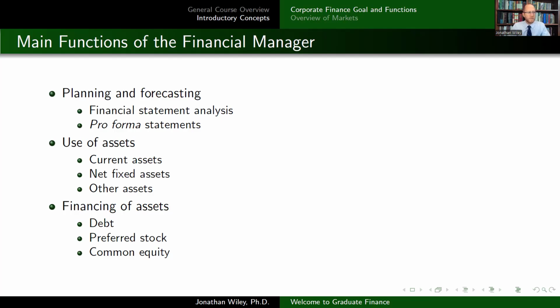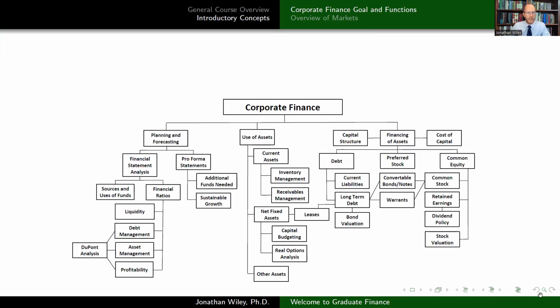And we can actually take that a little step further, and we can look at a breakdown of these different categories. So if I have corporate finance here, I got planning and forecasting, use of assets, and financing of assets. We can fit a lot of other things that would fit within finance, or corporate finance, under these main headings. So if I'm looking at planning and forecasting, we got the financial statement analysis, so sources and uses of funds, financial ratios, think liquidity, debt management, asset management, profitability. DuPont is basically based off of debt management, asset management, and profitability. And you could even throw in some other ratios that might be industry specific and things like that as well. Then you get over to the pro forma statements.